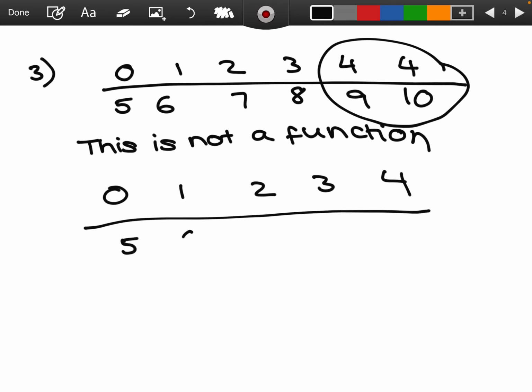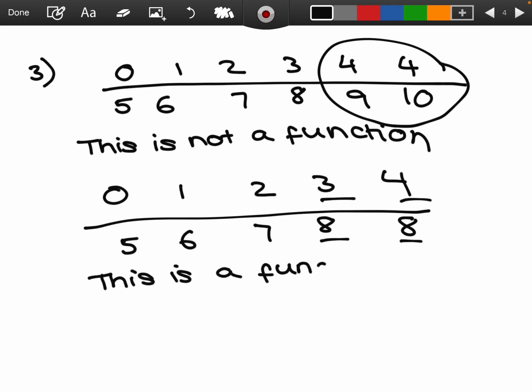If instead I had the situation where I have 2 different elements of my domain mapped to the same element of my codomain, so both 3 and 4 both map to 8, that is fine. Okay. Each element of my domain is mapped to exactly one element of my codomain. This is totally fine. I don't have one element that's mapped to 2 different elements. So we're totally fine here. This is a function.